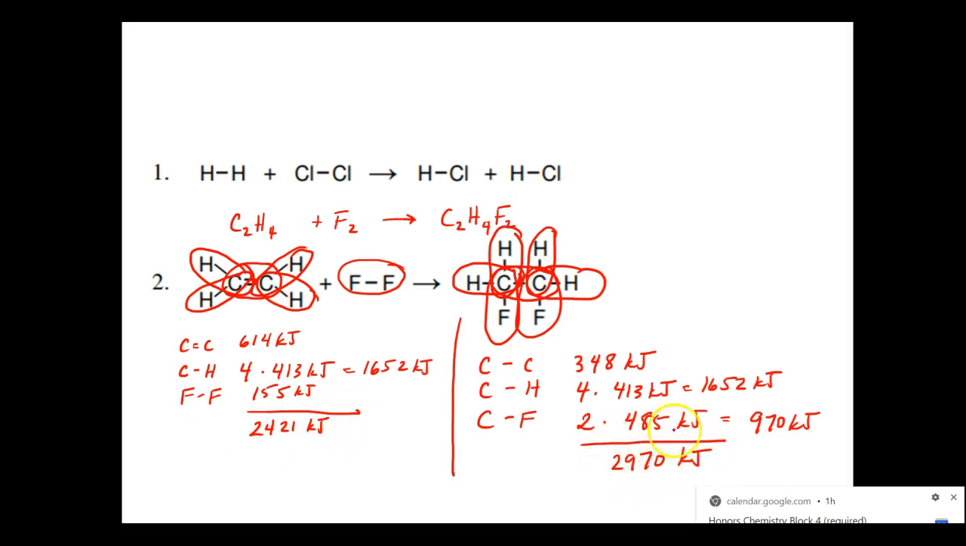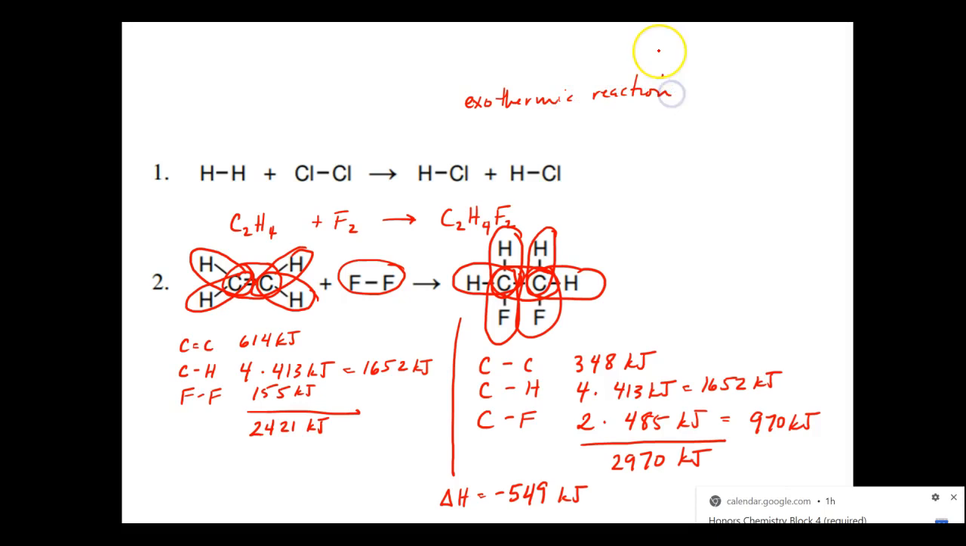2,970 were released. When I look at the difference, this tells me that overall, and we call this a delta H, I have 594 kilojoules of energy that are released in this overall reaction. And I always signify that by a minus sign. In that case, that means 594 kilojoules of energy will be leaving the system, exiting the system. In this case, again, this is an exothermic reaction.